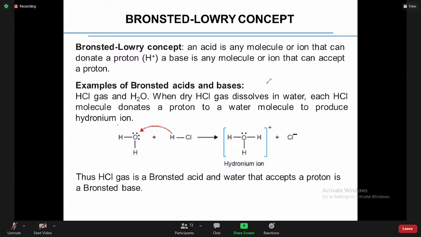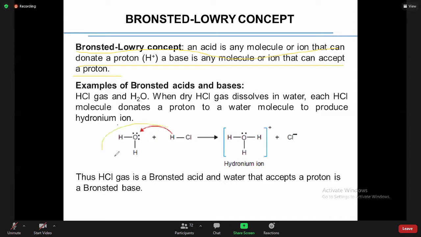Another thing is that the aqueous solution is nowhere mentioned in the Bronsted-Lowry concept. So in another way it is also broadening the concept: not only in aqueous solution, if a compound can donate the hydrogen ion or accept the hydrogen ion, then it can be an acid or base respectively, isn't it?